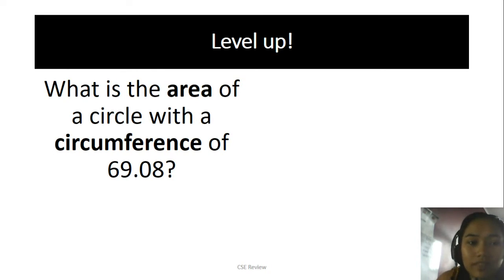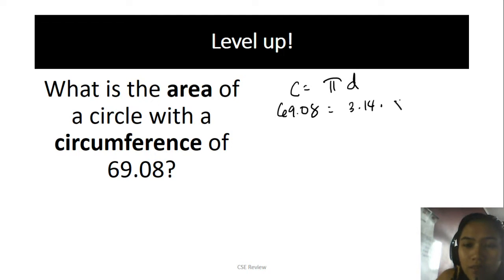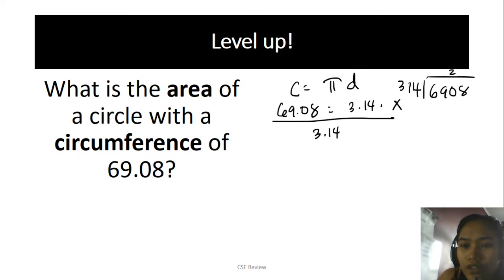Alright, let's see how you did. Again, the question looks the same. It says, what's the area of a circle with a circumference of 69.08? So, what do you do? Okay, again, the given is the circumference. The circumference is pi times the diameter. So, 69.08 equals 3.14 times the diameter, or we'll call it x. So, divide both sides by 3.14. So, 6908 divided by 314. Okay. You have 2 here. It's going to give you 628.